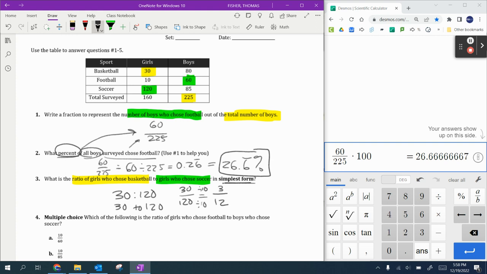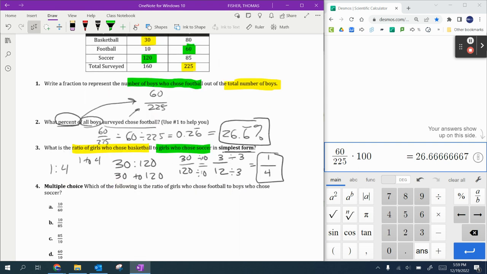And so already it's much simpler, but I can go a little bit step further because 3 is prime, which means I can only divide it by itself or by 1, and dividing by 1 wouldn't change it. So if I divide this by 3 and I divide this by 3, I get 1 over 4. So the simplest form is 1 over 4, which of course you could write just 1 to 4 with a colon. That's the same thing. Or 1 to 4 with the word to.